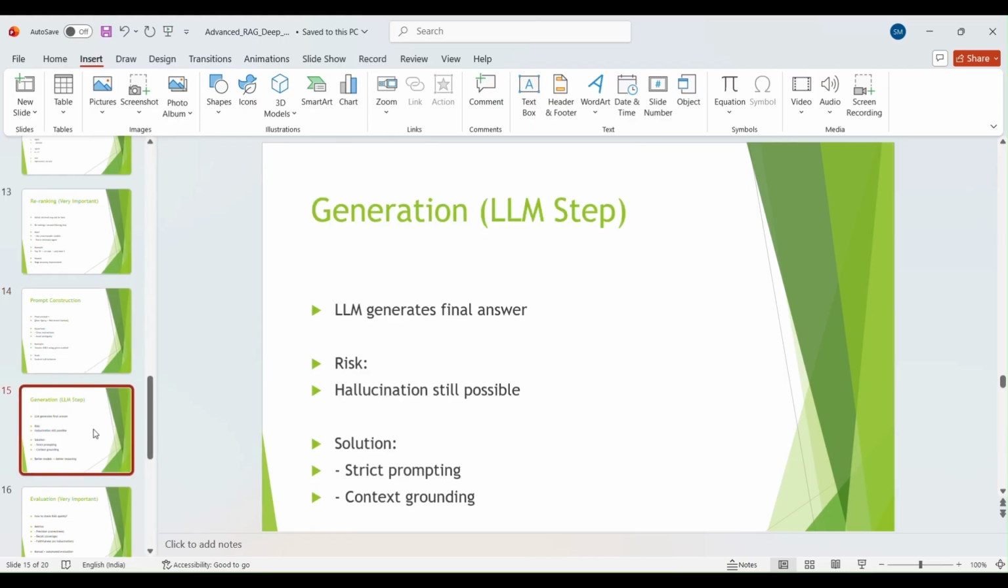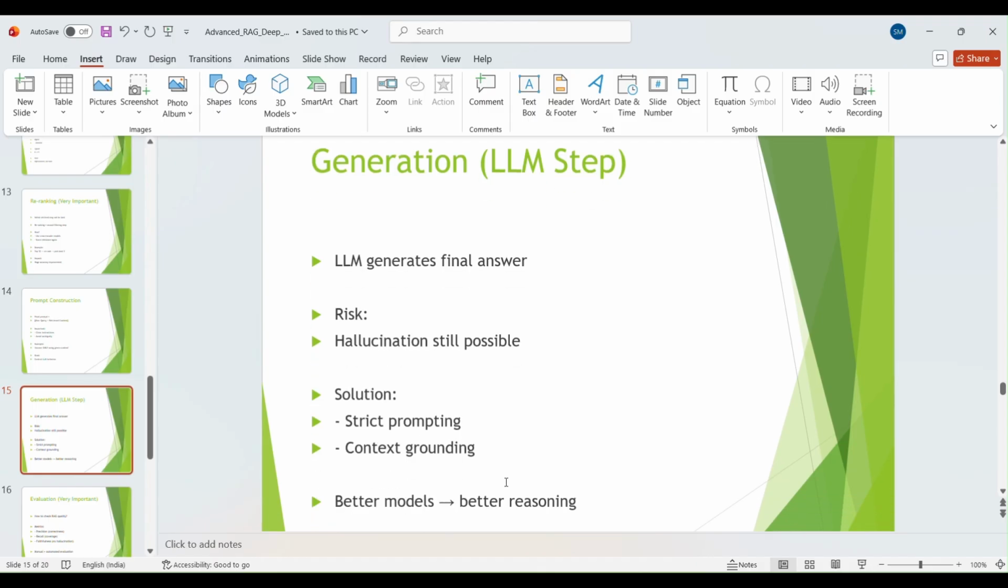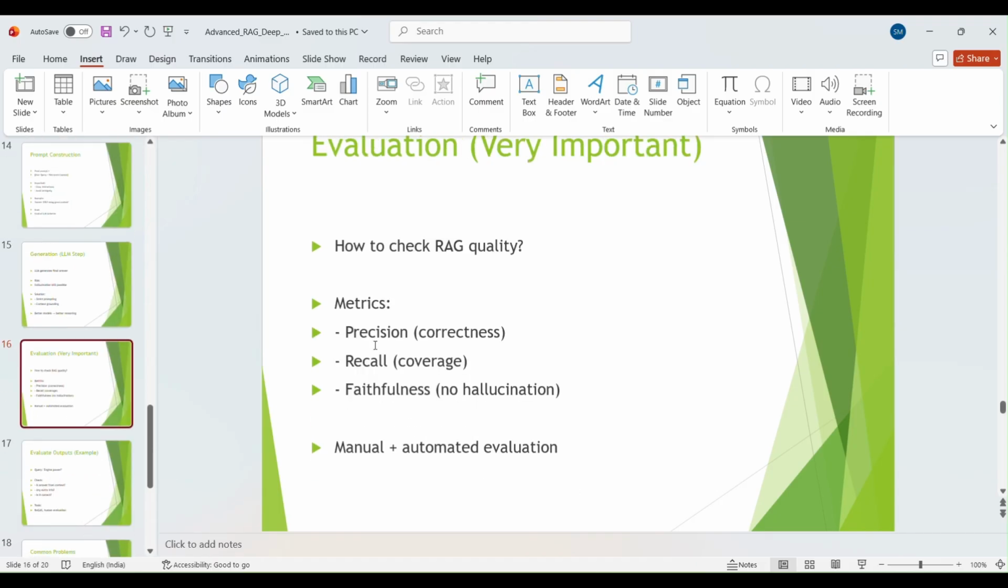So this is the generation part, how the LLM will respond. There are some risks like hallucinations, and solutions are strict prompting, again as I told you, and context grounding. We'll talk about this in practical work. And better models mean better reasoning also. We have to use some better model, trained on billions of parameters, so that with better reasoning and better understanding, it can give better answers to the user. And the last one is evaluation.